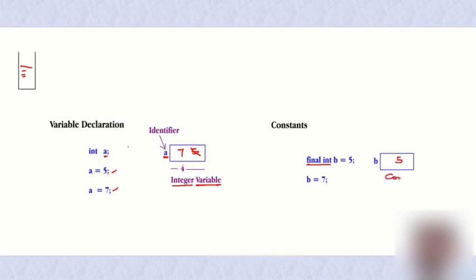If we try to assign a different value to b, the compiler will reject this assignment because b is declared as final. Hence, it is constant. It cannot be modified after initialization.